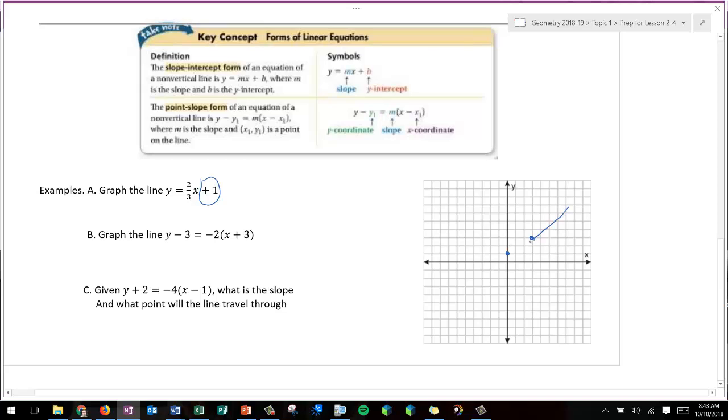So if I were to draw a line between those two, as you can tell, I'm just as bad on a computer as I am on the board at connecting them. There is our graph for part A.